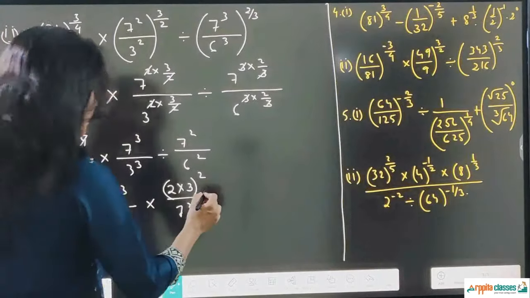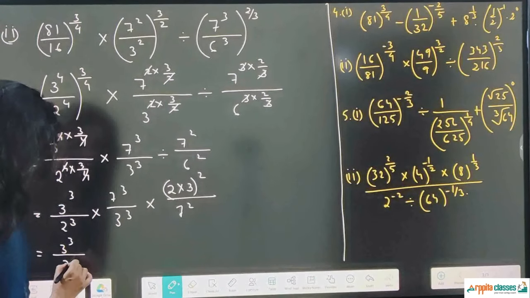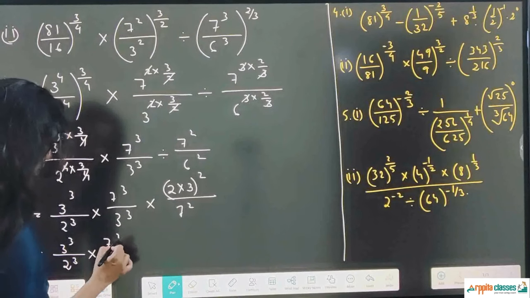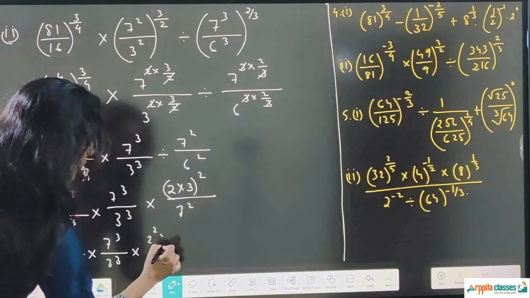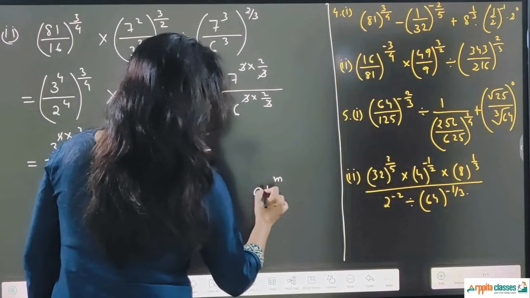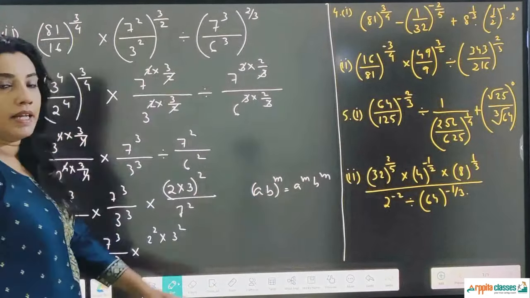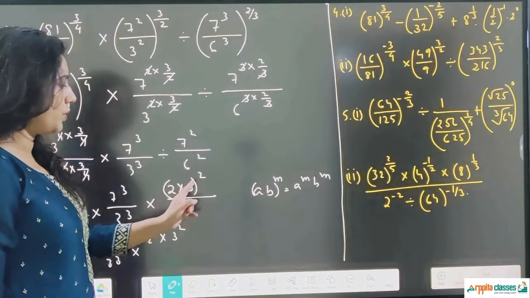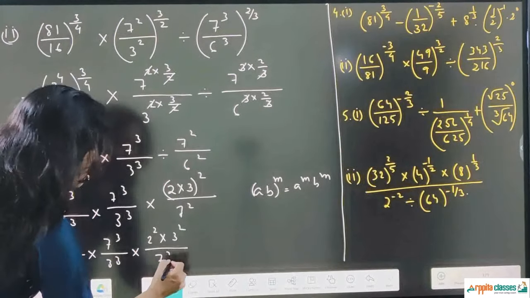Okay, now from here you are getting 3 cube divided by 2 cube into 7 cube upon 3 cube into 2 square into 3 square. Which formula have I used? AB to the power m is equal to A to the power m into B to the power m. This property I have used here. 2 into 3 whole to the power square is 2 square into 3 square, and divided by 7 square.